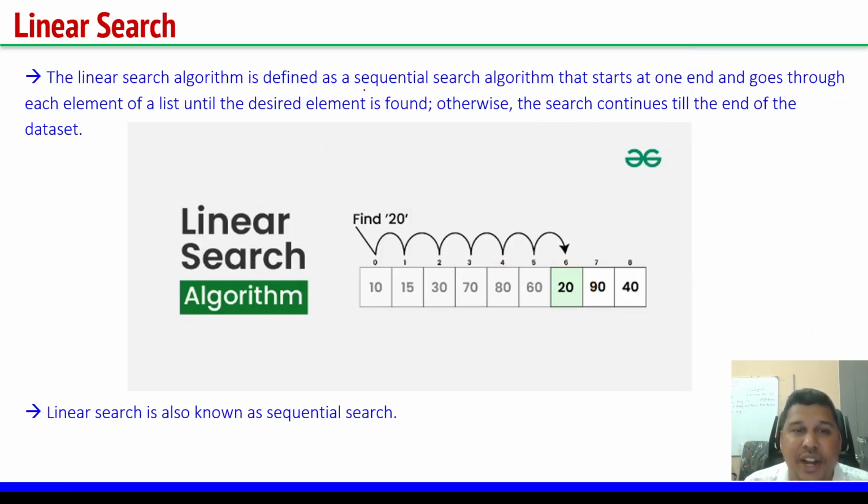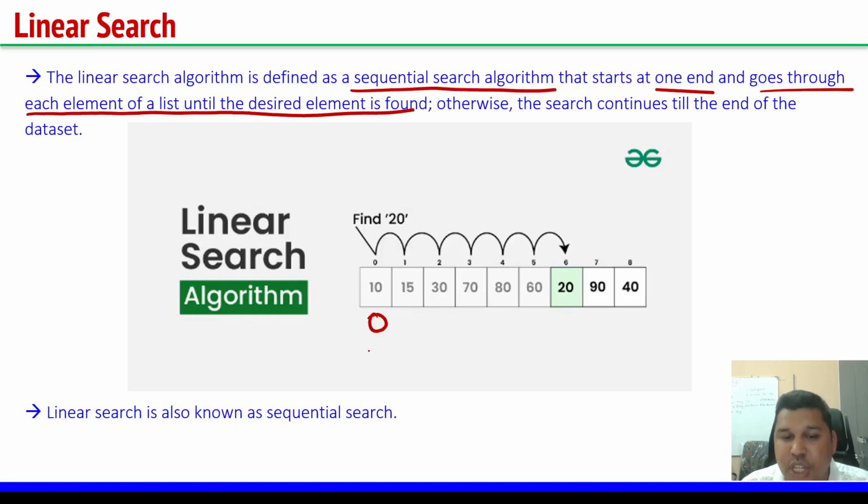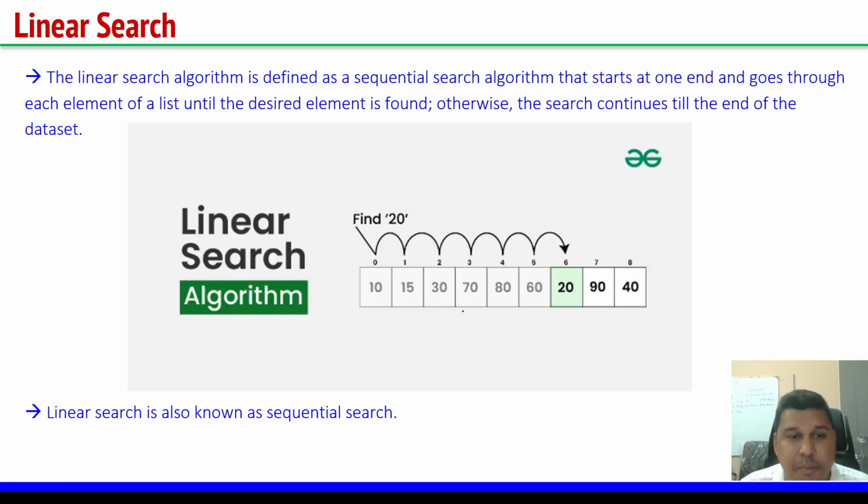It is defined as a sequential search algorithm that starts at one end and goes through each element of the list until the desired element is found. We start from index 0 and keep increasing, searching for the element till the end. Wherever you find it, you stop the process and print the index of that element. So this is a simple algorithm, that is linear search.